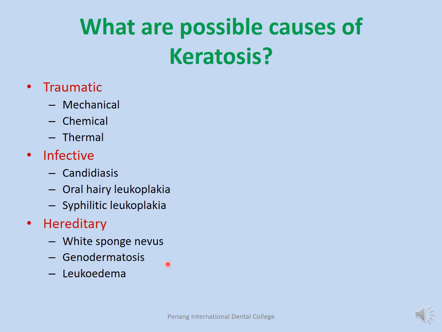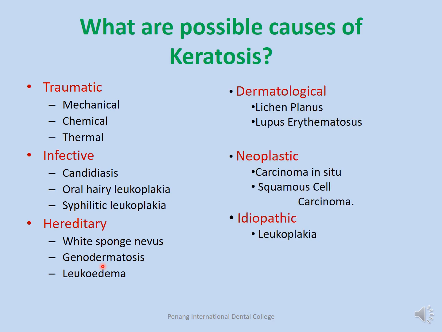And of course, leukoedema, which is again hereditary but is not a pathology and is categorized as a normal variant. The next is dermatological causes, for example, lichen planus, which is a condition that affects the skin as well as the oral mucosa, in which there could be white lesions or red and white lesions in the oral cavity.